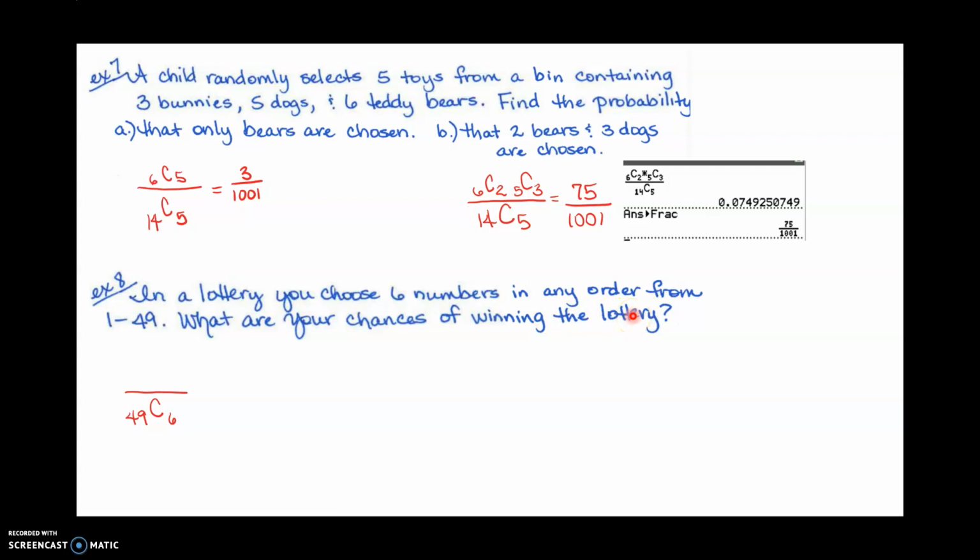So they told us that this is in any order. So this is a combination. And out of all of those possible combinations, how many of them are the winning combination? Well, just one, right? So if we throw that into our calculator, that is literally 1 out of 13,983,816.